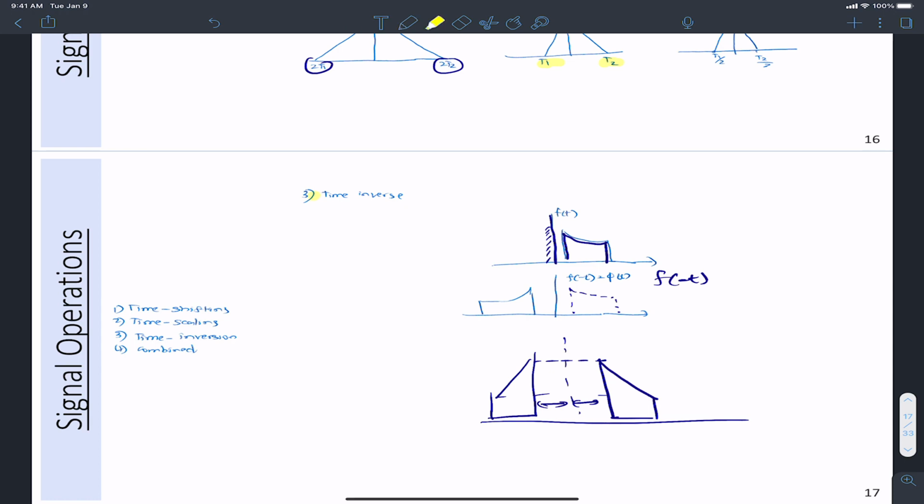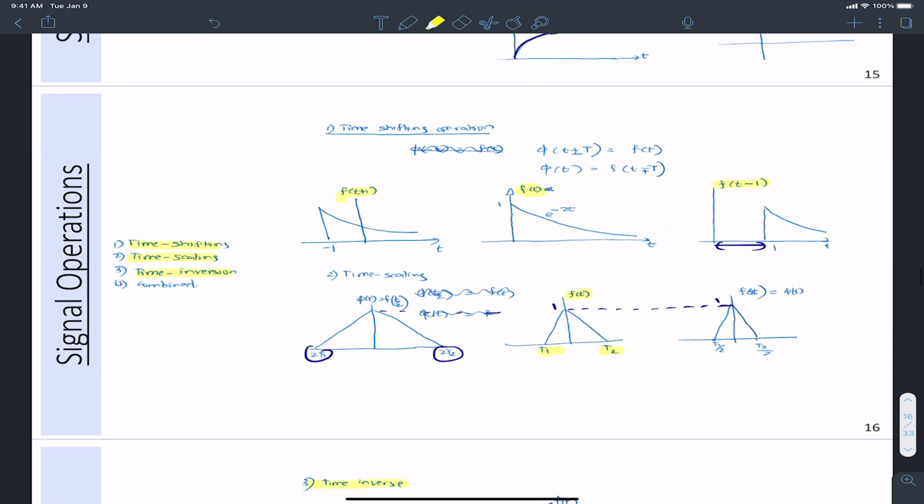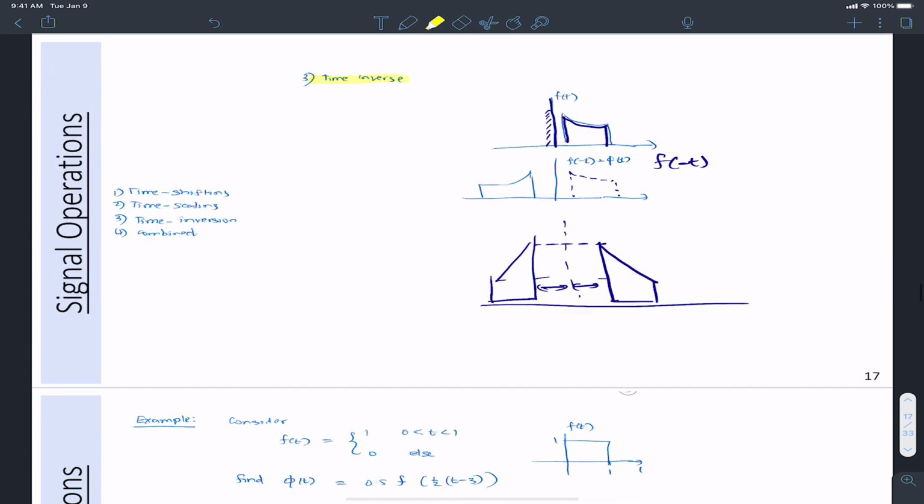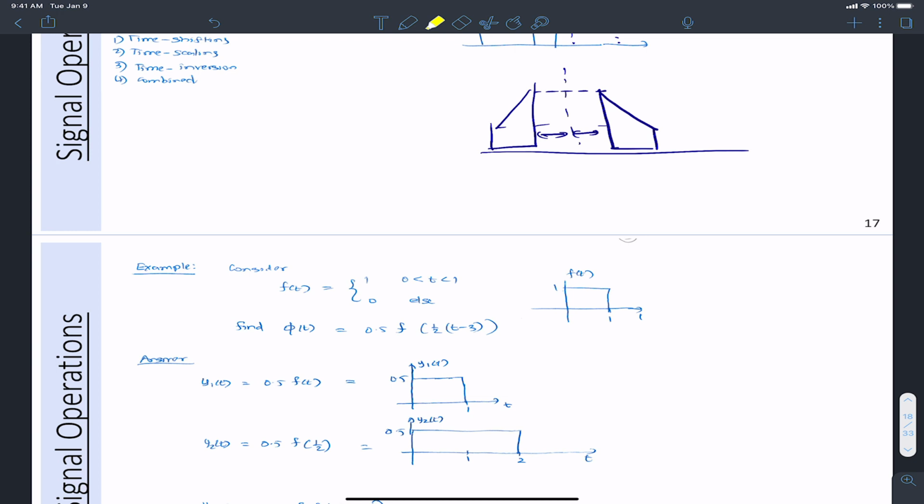So we saw 3 properties: time shifting, time scaling, and time inverse.